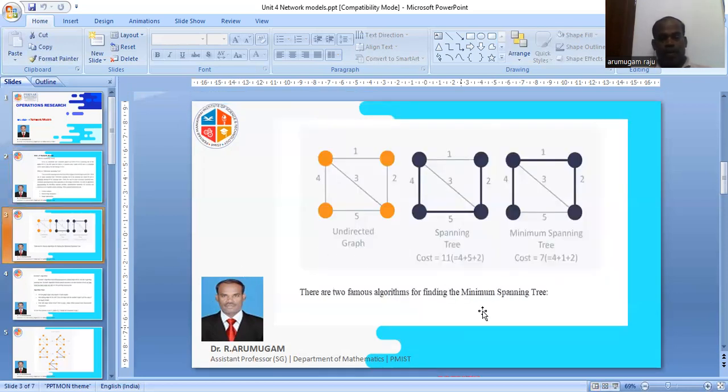So this is an example for the minimum spanning tree. The first one is the undirected graph. The next one is the spanning tree. The last one is the minimum spanning tree.